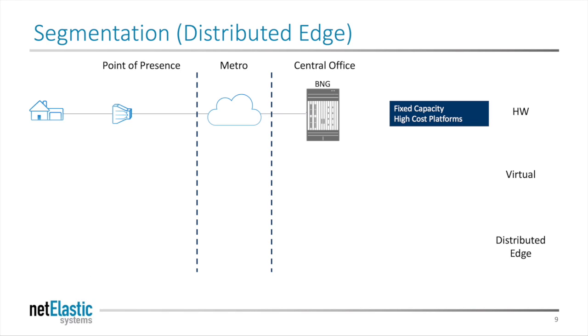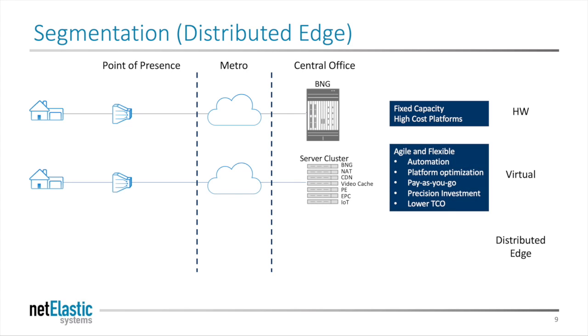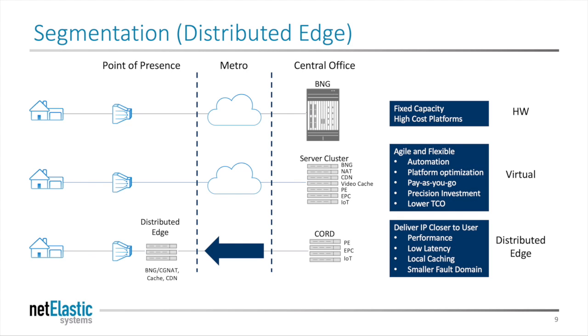One way that a service provider can leverage the vBNG is by executing a distributed edge strategy. While BNGs have typically been deployed centrally, virtualization allows you to deploy required services on an abstracted hardware infrastructure, delivering an agile and flexible network, but allowing you to move some of the IP services closer to the user.